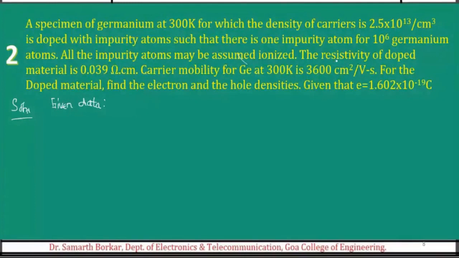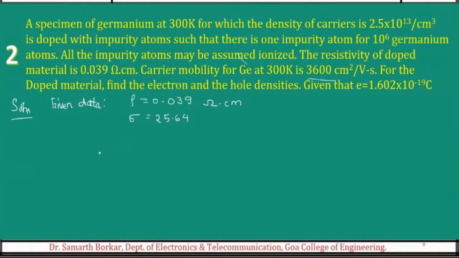What is mentioned is the resistivity. So let me write the resistivity. Without writing the given data, you cannot proceed. Resistivity 0.039 ohm centimeter. Conductivity sigma will be 25.64. Carrier mobility is given as 3600 centimeter square per volt second.